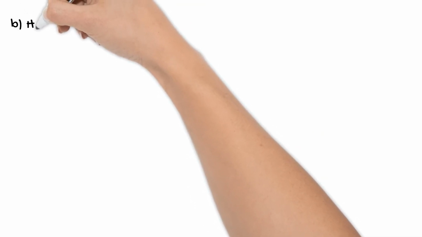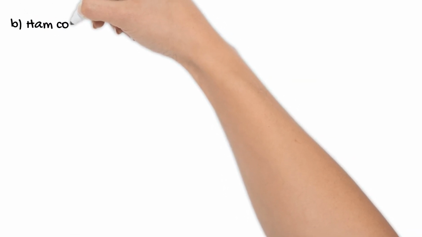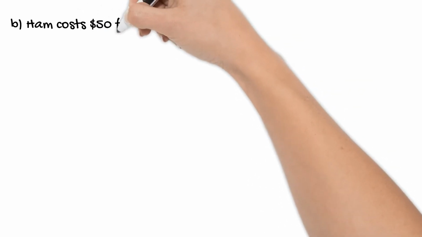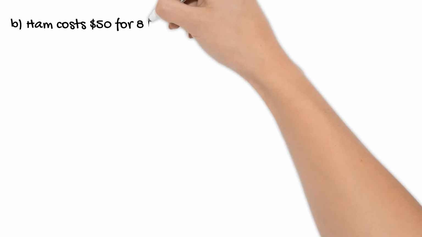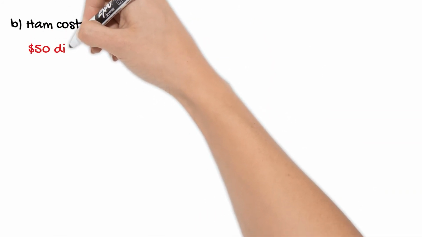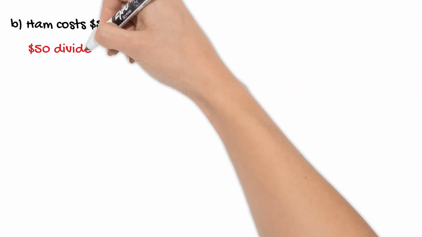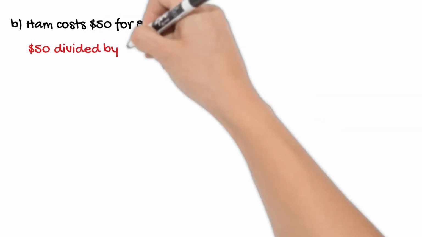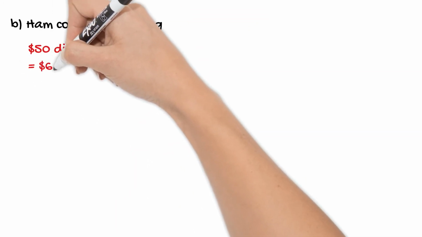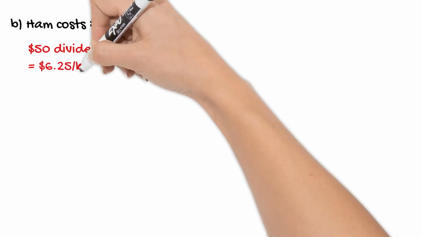And then just another quick example to make sure you've really got it. If you've got ham that costs $50 for 8 kilograms, again, we want to get that 8 kilograms down to 1 kilogram. So we need to divide by 8. It's as simple as looking at it and saying, okay, I'm going to divide the first unit by the second unit. So 50 divided by 8 gives me a rate of $6.25 per kilo.